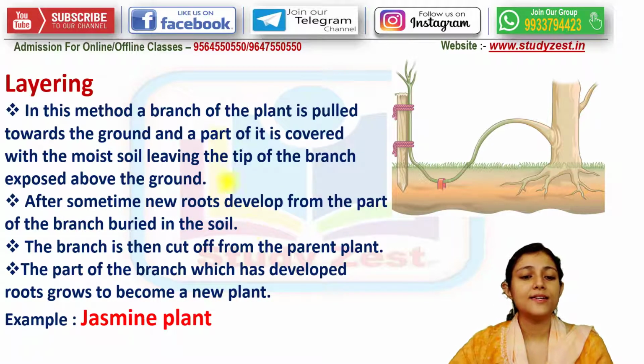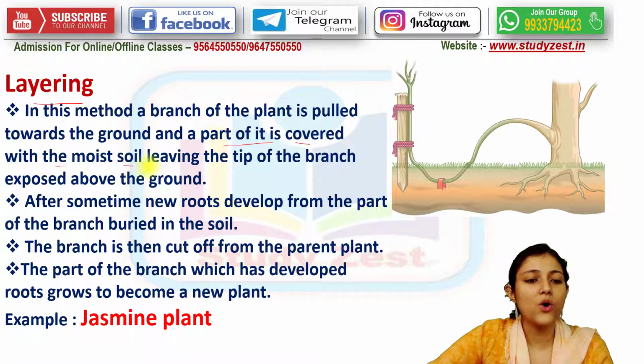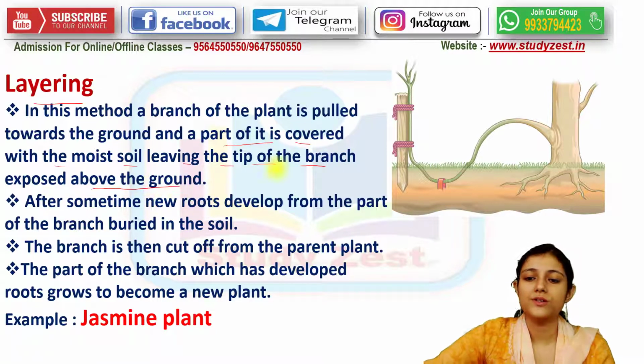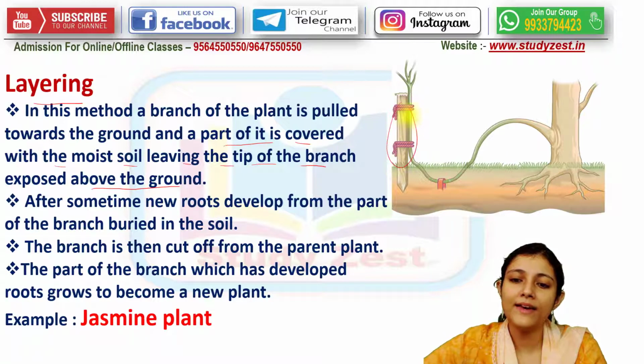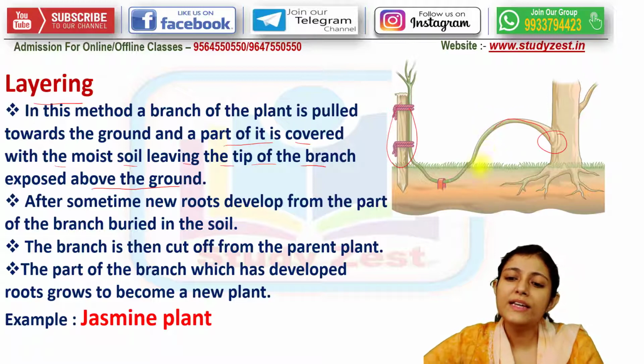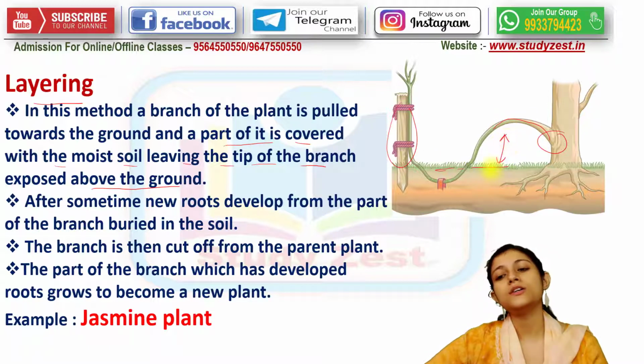Now second is, after cutting, let's come to layering. In this method, a branch of the plant is pulled towards the ground and a part of it is covered with moist soil, leaving the tip of the branch exposed above the ground. This is a parent plant, where one branch is very near or close to the surface of the soil. As you can see in this picture, this particular branch of this plant is present very near to the soil surface.